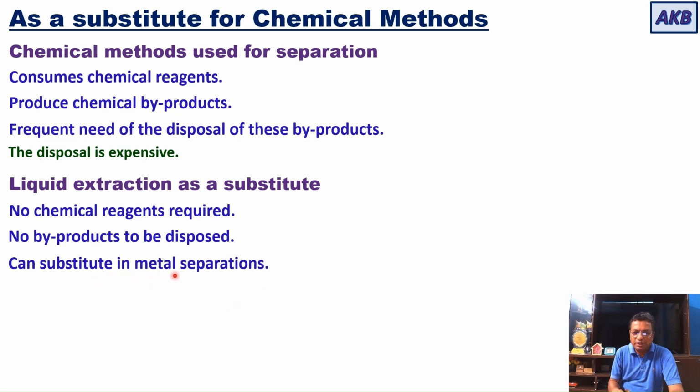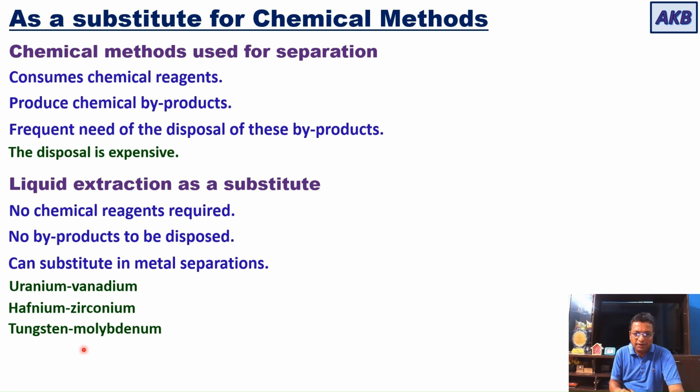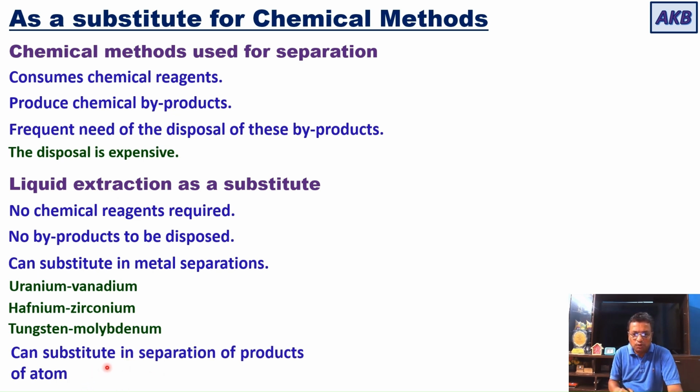Liquid extraction can substitute chemical methods in metal separations. For example, separation of uranium, vanadium, separation of hafnium, zirconium, and separation of tungsten, molybdenum. So in these separation applications, you can replace chemical methods with liquid extraction. Then liquid extraction can also substitute in separation of products of atomic energy processes.